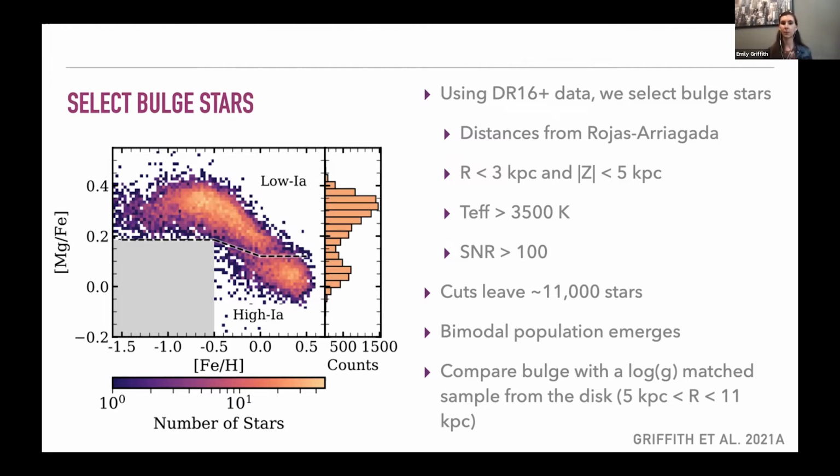We'll compare the sample of stars to a sample from the bulge that is matched in log g distribution because we found that there were systematic abundance correlations with log g. And in order to remove those, we needed to match the log g distribution of our samples.